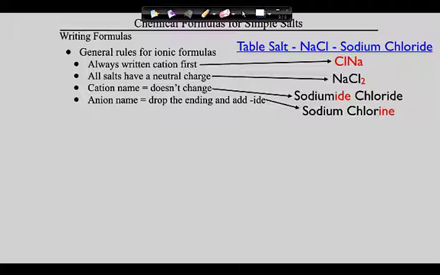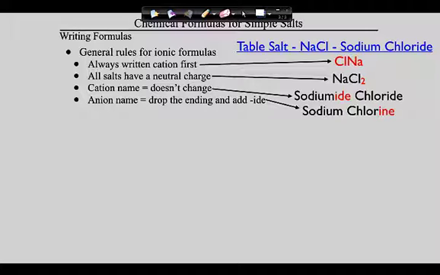But guys, chloride is not an element. Chlorine is the element, and when we put it in a salt, we drop the "ine" and add "ide." And so this is not sodium chlorine, this is sodium chloride. Get the ideas? Okay, so these are our guiding principles.